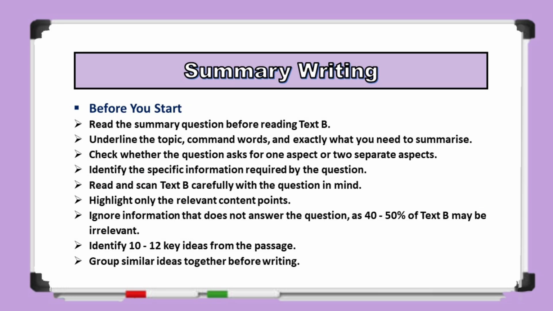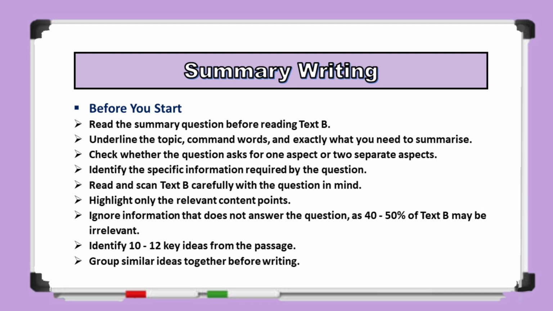Before you even begin reading text B, always read the summary question first. This is one of the biggest secrets to scoring well. By reading the question first, you'll know exactly what information you are looking for while reading the passage. Carefully underline the topic, the command words, and identify exactly what the examiner wants you to summarize. Sometimes the question asks about only one topic, while other times it asks you to summarize 2 different aspects. Make sure you recognize this before you start reading.